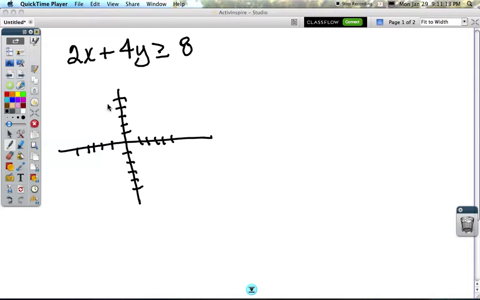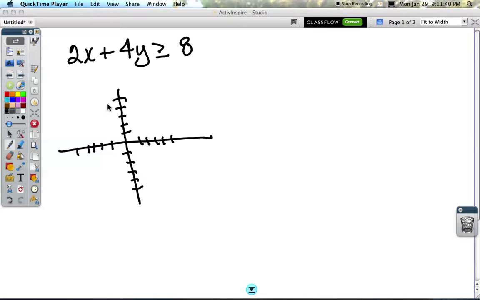Okay, so really the second part of this lesson is you're going to be graphing with this form. Does anybody remember the name of this form? The other one was slope-intercept. What's the name of this form? Does anybody remember? Okay, this is standard form.